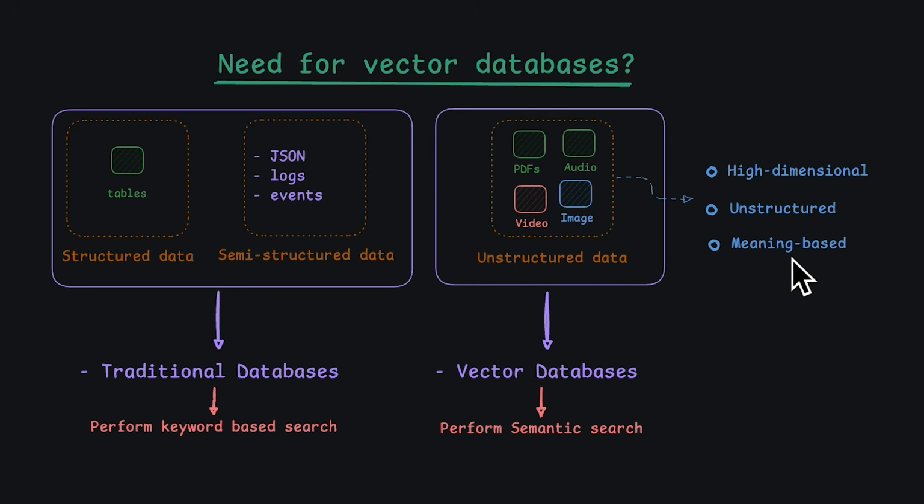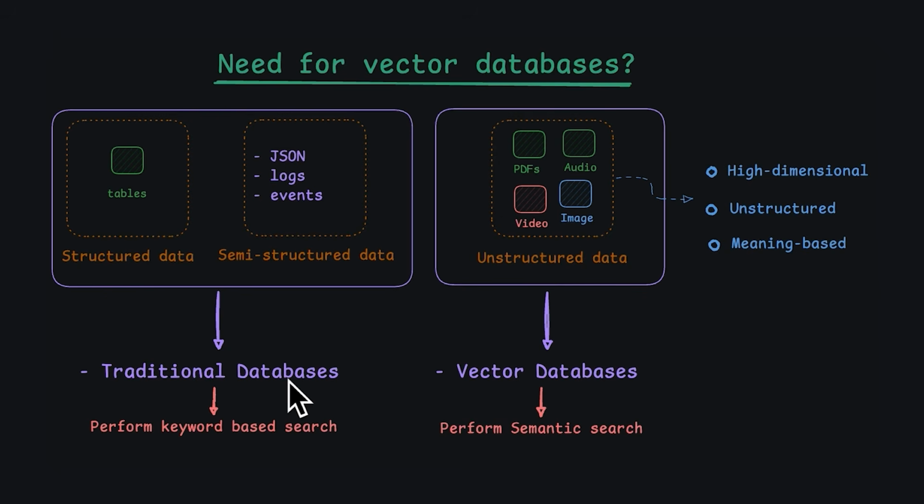So the thing is that traditional databases cannot handle this data well. You can store it, but you cannot store this data at scale and perform search on it. That is where the traditional databases would struggle. So vector databases mainly target this unstructured data. We can store this unstructured data inside vector databases.